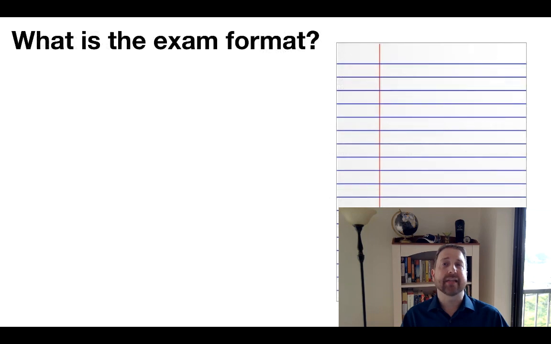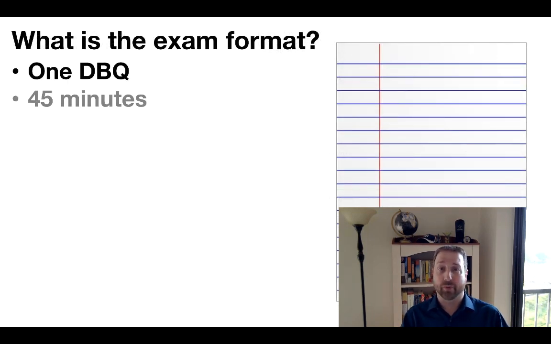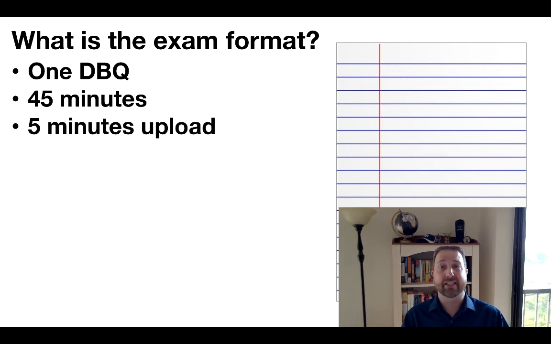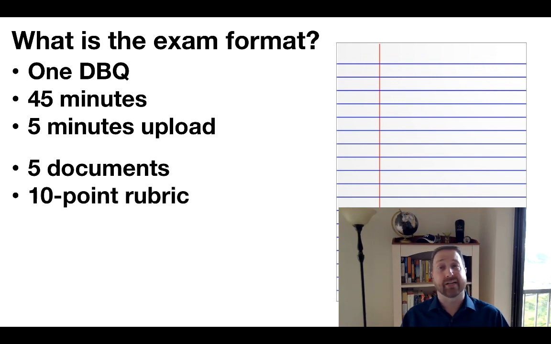So what is the exam format? It will be one DBQ, that is a document-based question. You will have 45 minutes from start to finish, plus 5 minutes to upload your work. Of course, if you are approved for extra time, that will be factored in for you. This year, 2020, the DBQ will consist of 5 documents, unlike 7 in the past. Also, unlike in past years, instead of a 7-point rubric, this year will feature a 10-point rubric. Stay tuned because more on that is coming up.